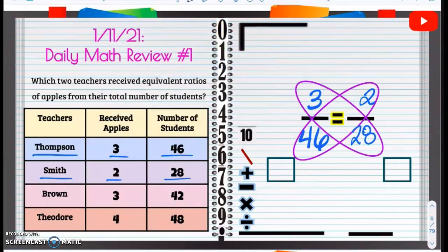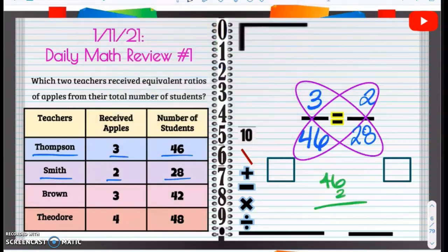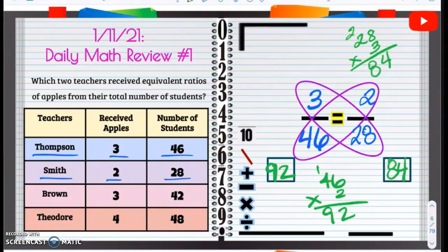If we do 46 times 2, 6 times 2 is 12, 2 times 4 is 8, plus 1 is 9. You get 92. 3 times 28, 3 times 8 is 24. 3 times 2 is 6, plus 2 is 8, so 84. Nope, it's not going to be Thompson and Smith.